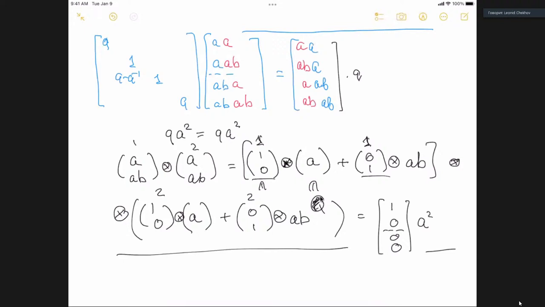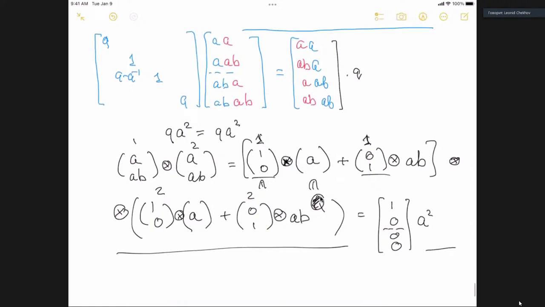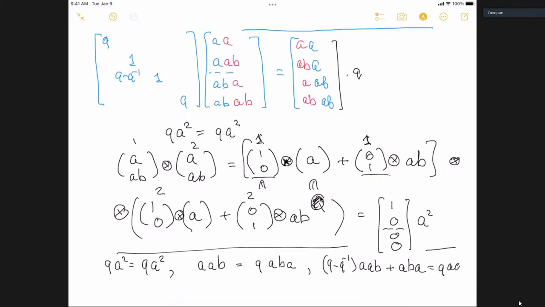So let's see. So there are four equations. Two of them are identical. So let's write them all. So I just started writing it there. So the first equation is like that. Second is again AAB equal to ABQ ABA. It's already non-trivial. Second is even more non-trivial because it contains Q minus one AAB plus ABA equal QAAB. And the last equation is again trivial.